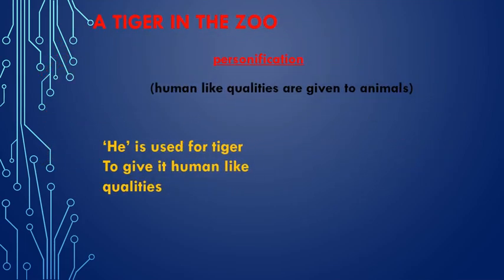Now, another poetic device that was used in this poem is personification. That means human-like qualities are given to animals. Sometimes the poet gives human-like qualities to animals or things, whatever it may be. Here, in this poem, the poet used the pronoun 'he' for the tiger. 'He' is used for the tiger to give it human-like qualities.